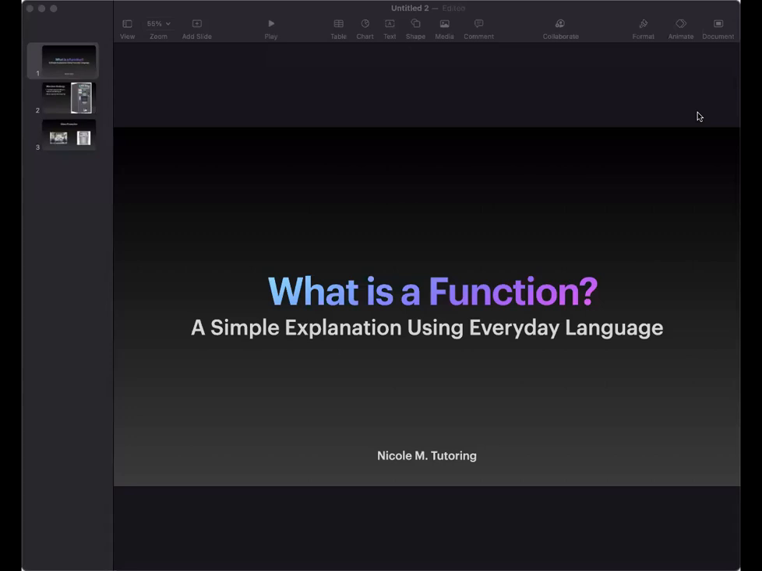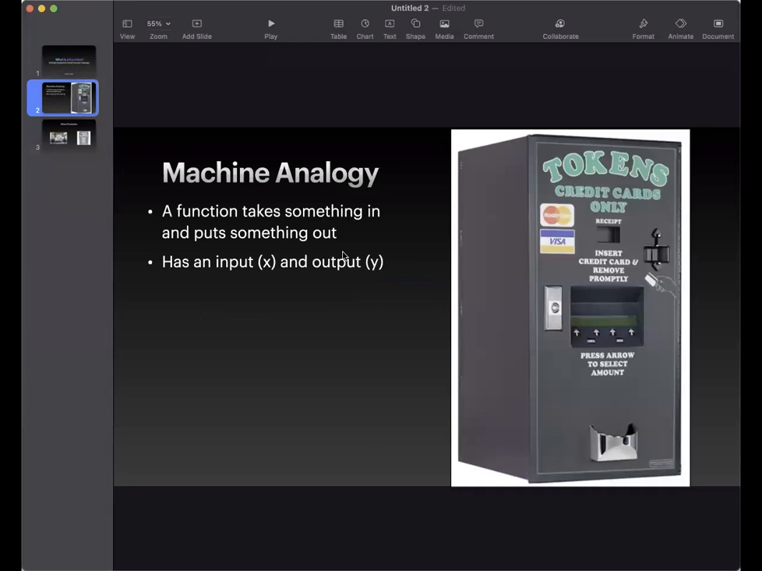So the way that I like to think about a function and to explain a function using everyday analogies is really using the machine as an example. If you think of what a machine is at its core, it typically takes something in, it does something to it, and it gives you something else out. Of course that's not going to be a perfect example, but at least it's pretty relatable to real life.